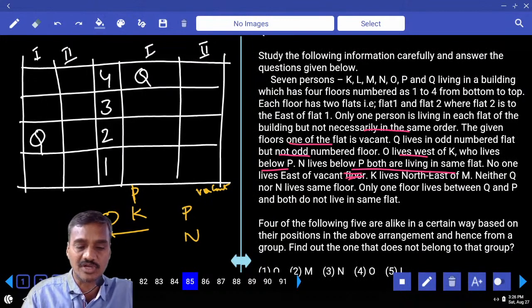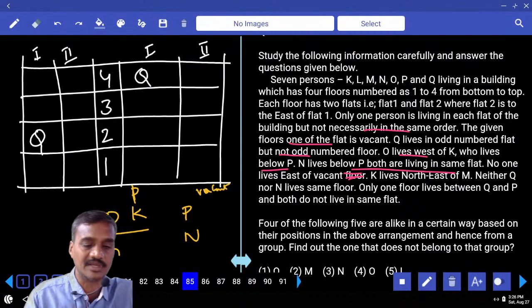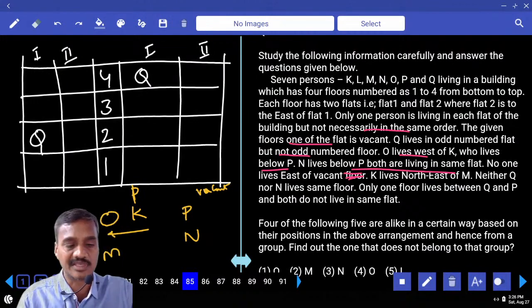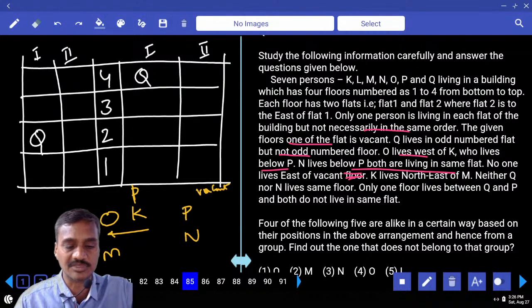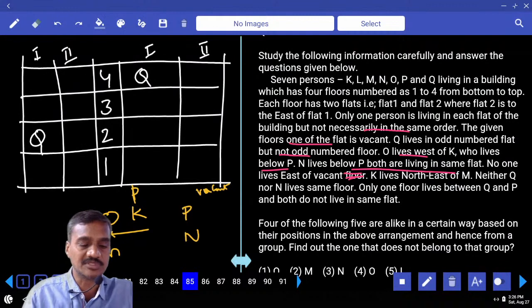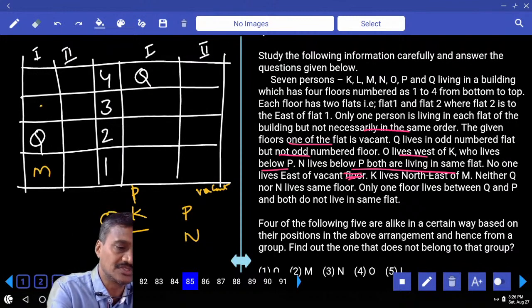And K lives to the northeast of M. And K is to the northeast of M and K like this. And K is to the northeast of M. That means O and M must be in the first floor and K must be in the second. And K must be in the second. Then tell me, what is the possibility we have? M is here. And next one, O is here. K is here, P is here.